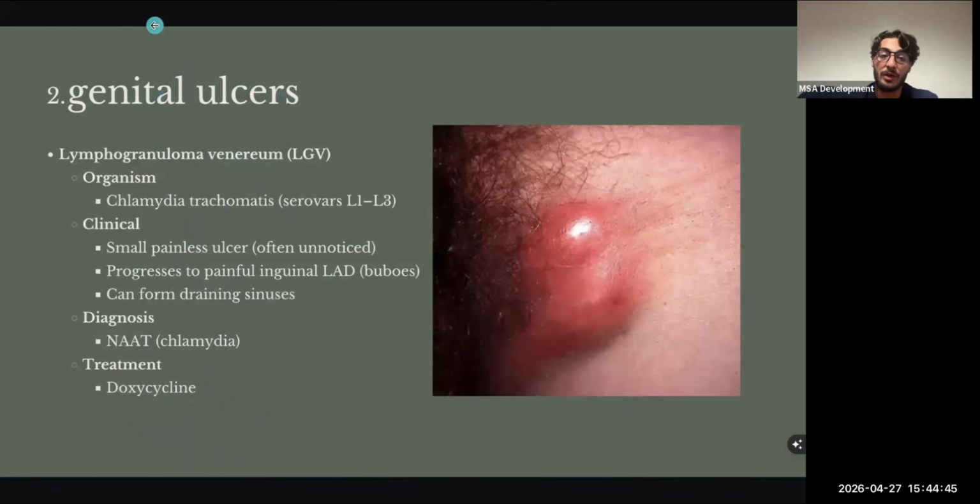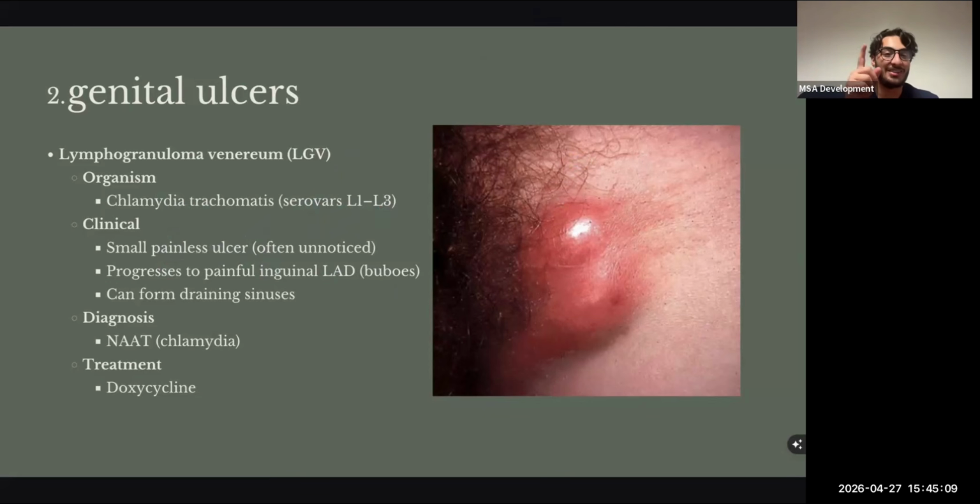Okay. The next one is lymphogranuloma venereum, which is caused by chlamydia again, but these are different strains of chlamydia, specifically L1 to L3. This is what it's called. All right. And this is very important to know. I always get confused about this one. It's a painless ulcer, so the ulcer itself is painless, but it can progress to painful inguinal lymphadenopathy.